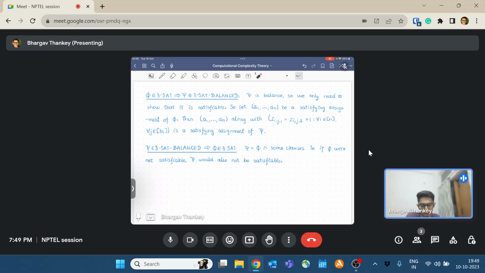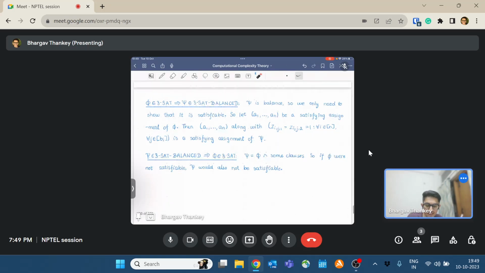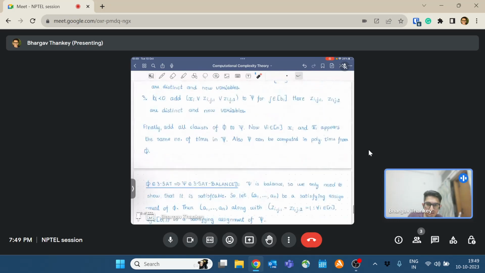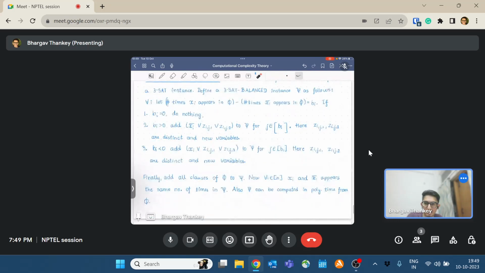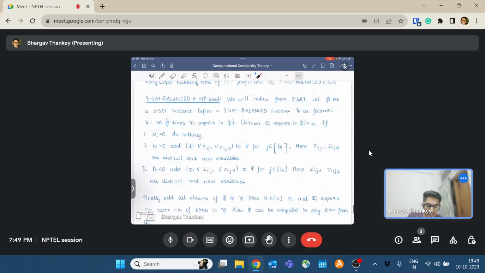So if psi is in three-SAT balanced, that means it is satisfiable, right? So this proves both the directions, and so this proves that what we have constructed over here is a valid reduction. Yeah, and it's polynomial. So three-SAT balanced is NP-hard. So is this fine?